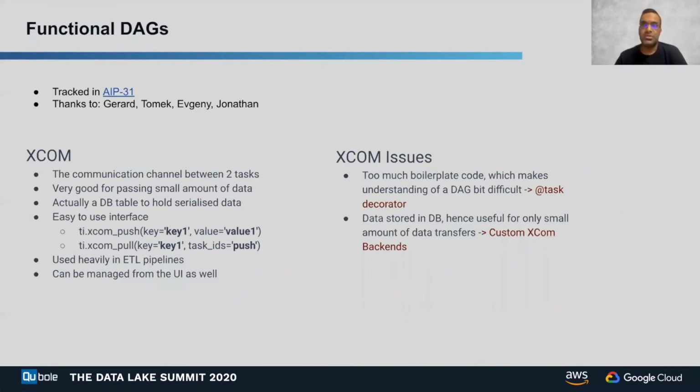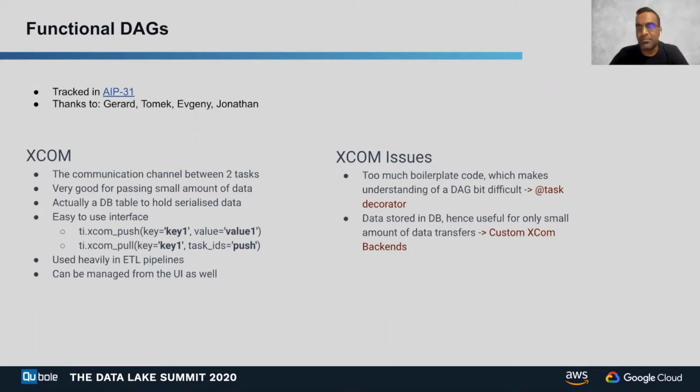It has very easy to use interfaces like task instance. TI is task instance here. So ti.xcom_push to push any data, and ti.xcom_pull to pull any data. It is used very heavily in ETL pipelines because more often there was a need to store some information that is more transient in nature, and it just needed to be passed on from task A to task B. And to pass on that information, XCOM is used heavily.